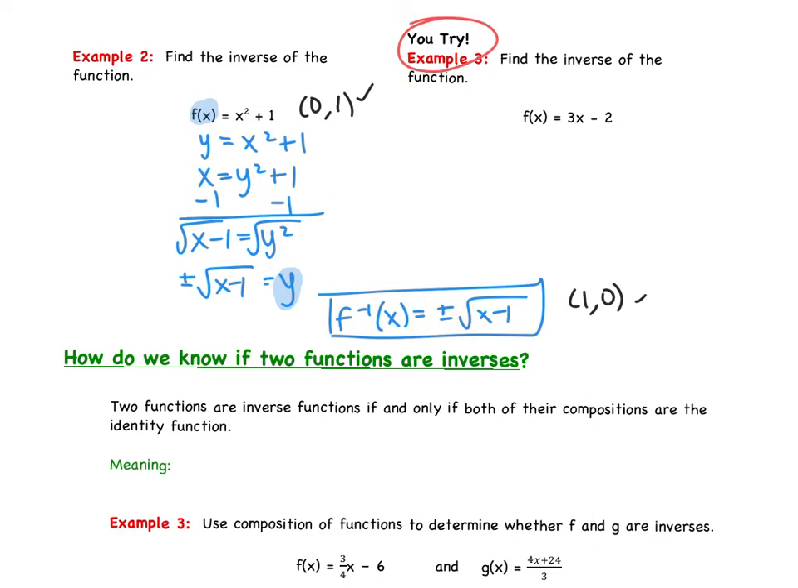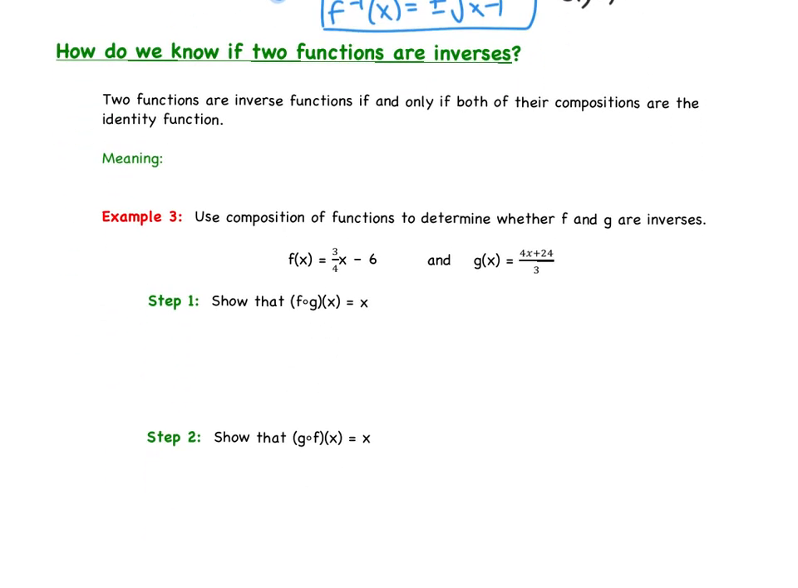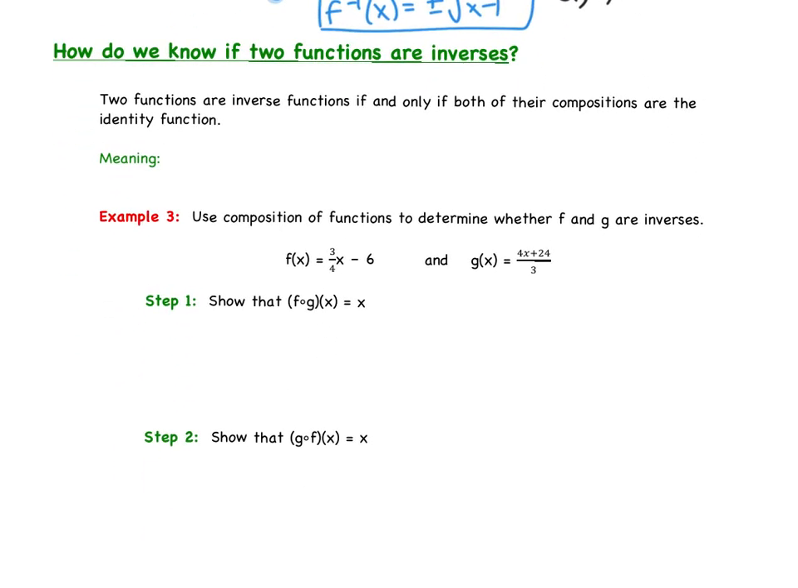Okay, that was our first objective, finding the inverse of a function or of a relation. We also need to determine, if we have two functions, if they are inverses. So that's what we're going to do next. Two functions are inverse functions if and only if both of their compositions are the identity function. Identity function means what you put in, you should get out.